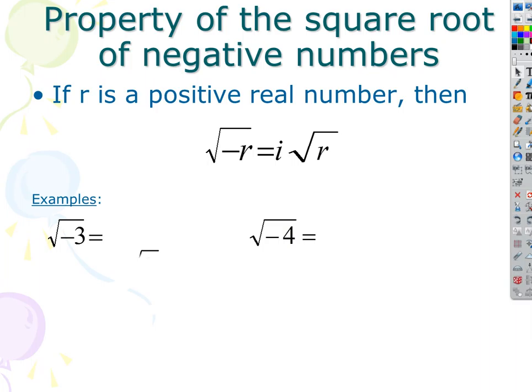Second one. i times the square root of 4. And what's the square root of 4? 2. So what's the answer? i times 2, which we'd write as 2 times i. Just like we put a variable after the integer, we put the i after the 2. The reason we put it before the square root, once again, is just because we don't want to confuse it as being inside the radical.